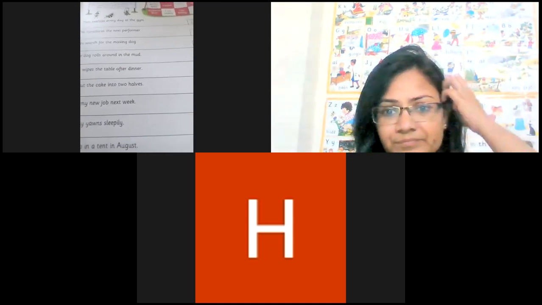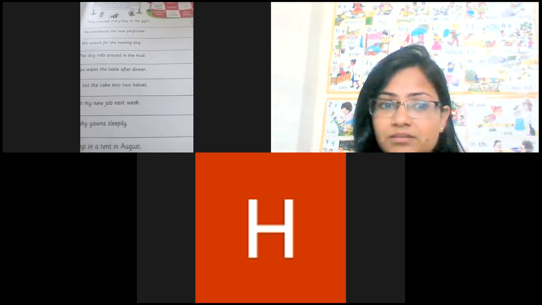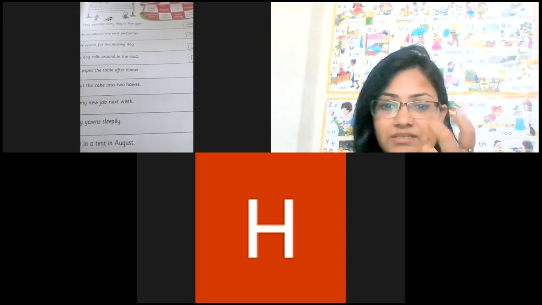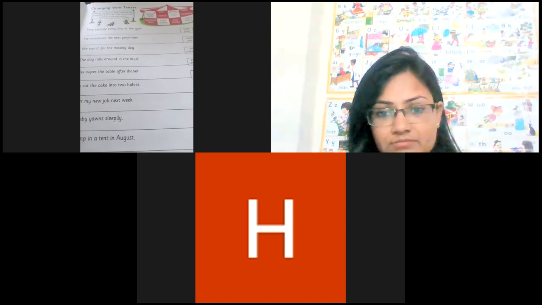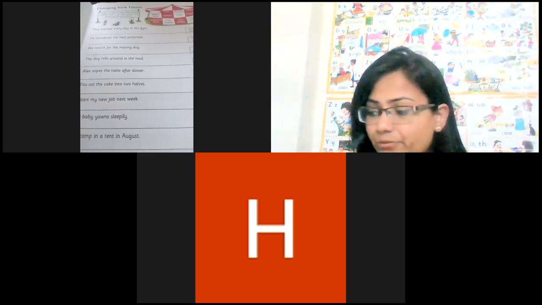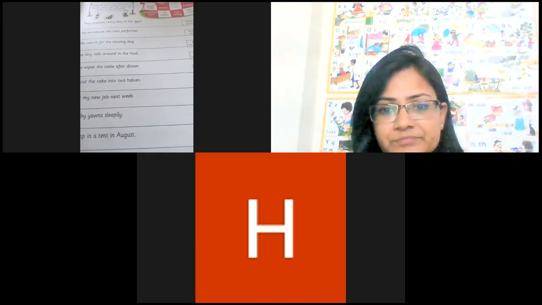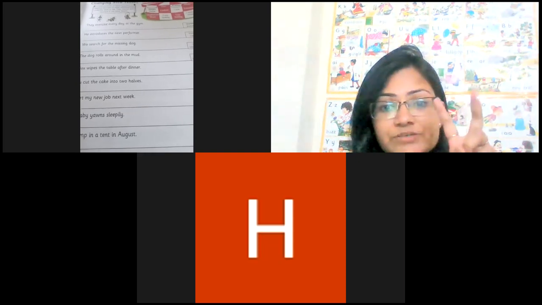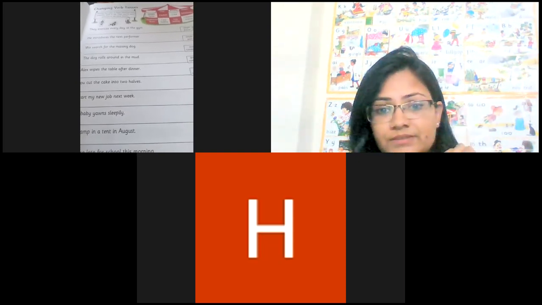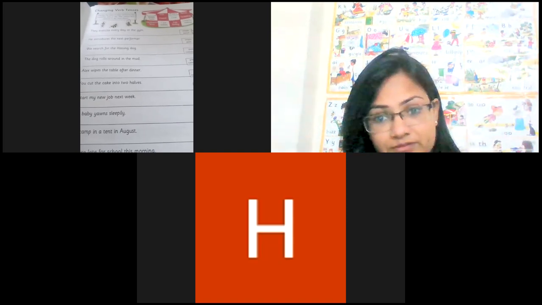What is used for what? Most is used for more than two syllable words, having more than two vowel sounds. No, I am asking how do we understand whether to use the more brilliant or the most brilliant student? More is used for comparison between two people. Yes. And most is for more than two people. Okay.